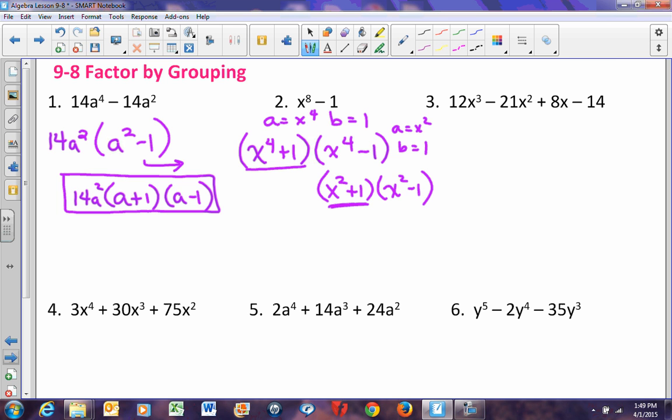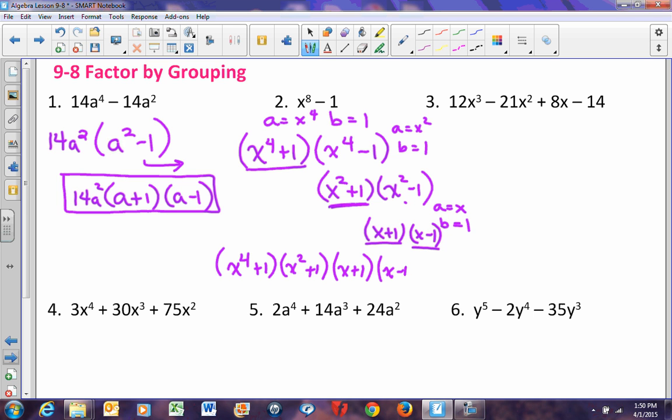This won't factor again. This will. My a term here is x, and my b term is still 1. So that will factor to x plus 1 times x minus 1. This won't factor again, and now this won't either. So everything I've underlined is the factorization of x to the 8th minus 1. So it becomes x to the 4th plus 1 times x squared plus 1 times x plus 1 times x minus 1.